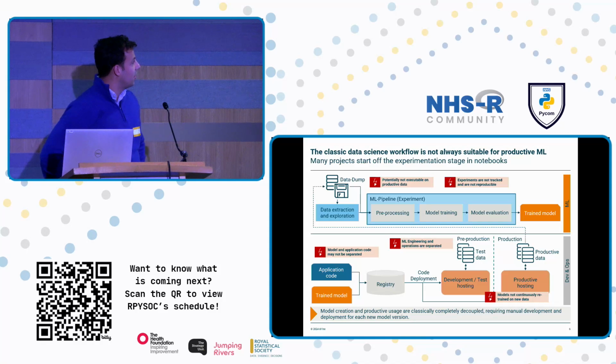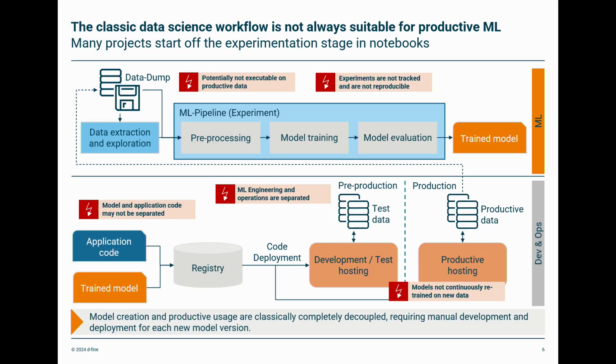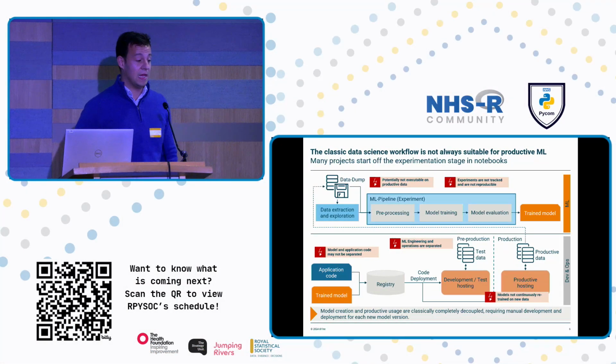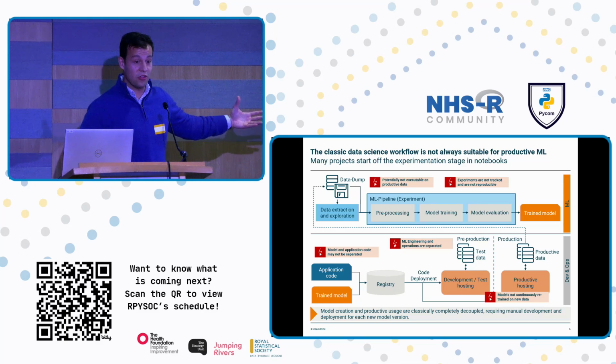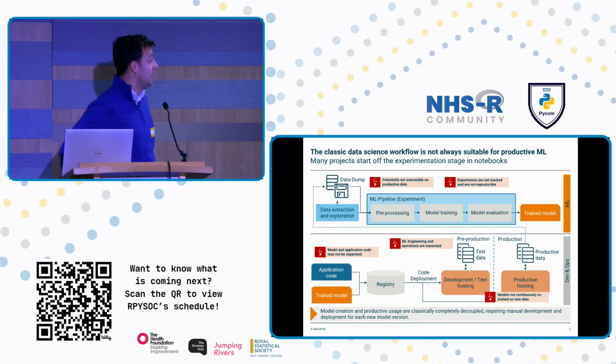So I'm going to stop here with a statement: the classical data science workflow is not suitable for what I define as a productive ML model. We're probably all familiar with starting a data science project with an experimental mindset. This graph might be familiar from setups you have experienced, where you tend to have a dichotomy between the model and the operations. And this dichotomy causes some issues down the line if you want to have a productive system.